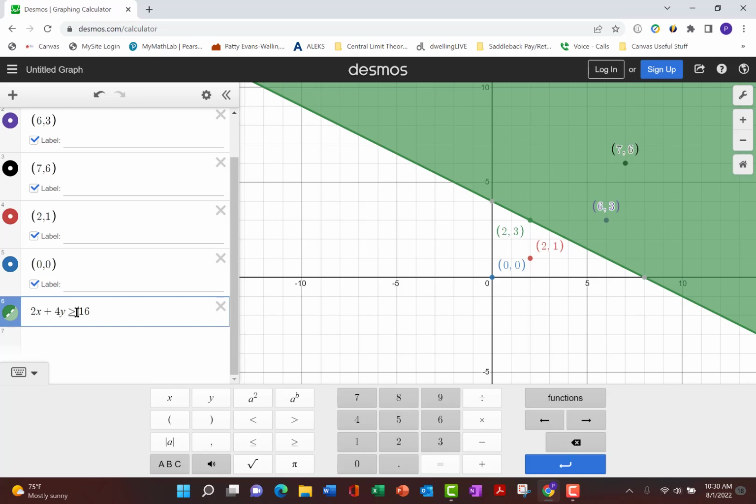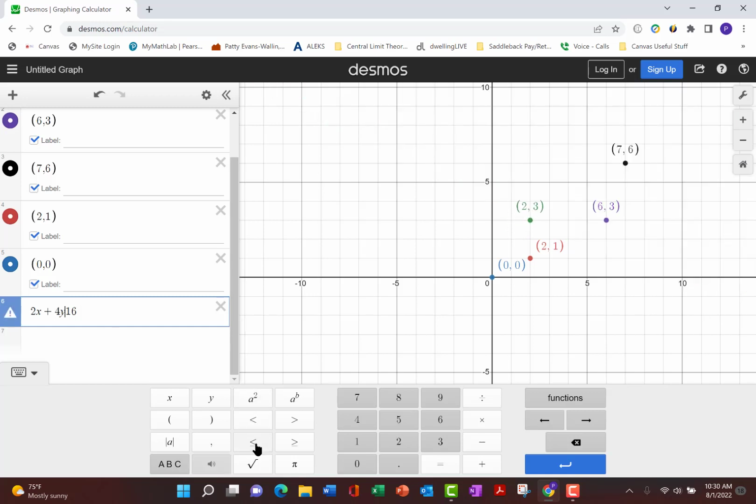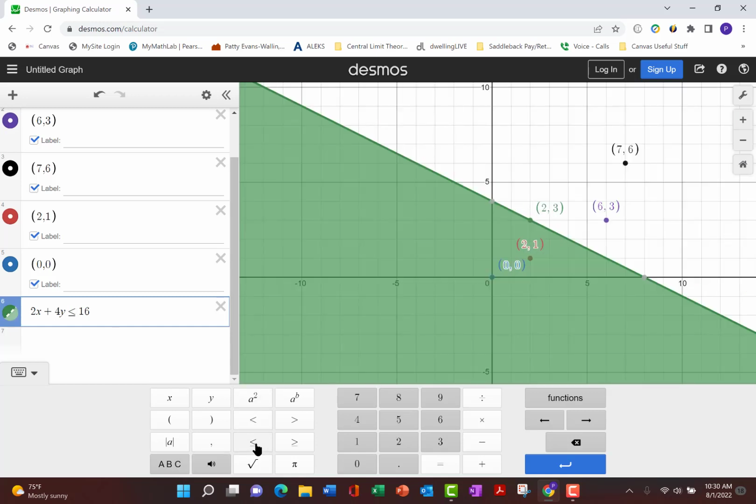So what happens if we change it to a less than or equal? Well, as I suspected, it shades below the line, where any of these points plugged in will make the left side of the equation less than 16. Let's try (2, 1). 2 times 2 is 4. 4 times 1 is 4. 4 plus 4 is 8, which is less than or equal to 16.